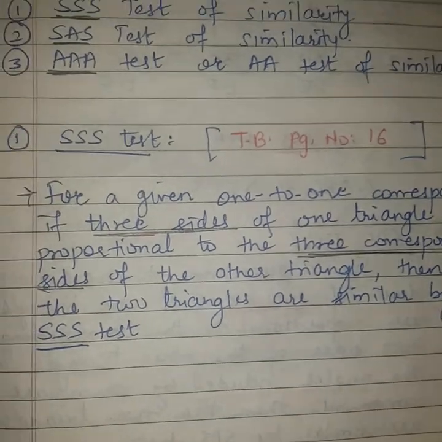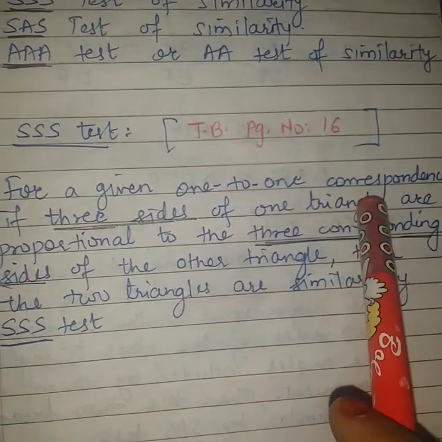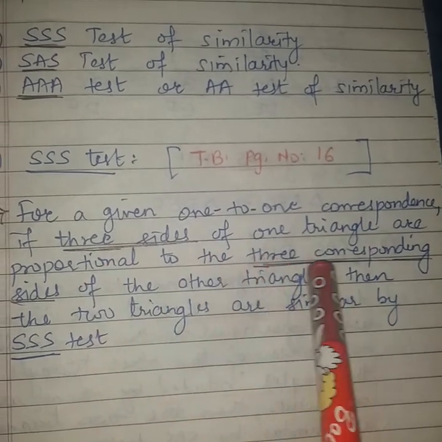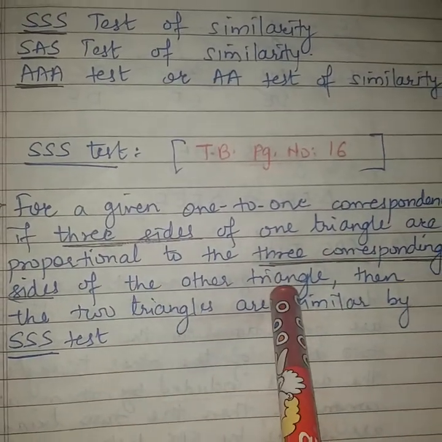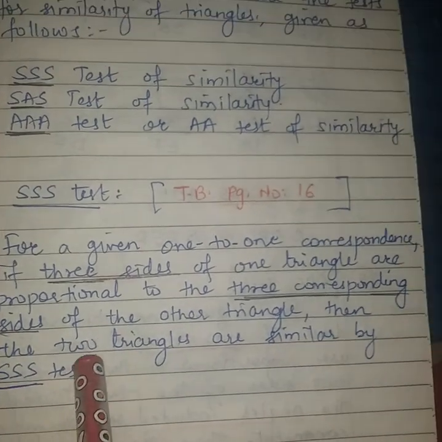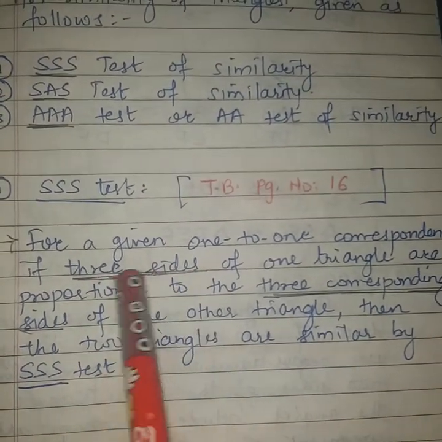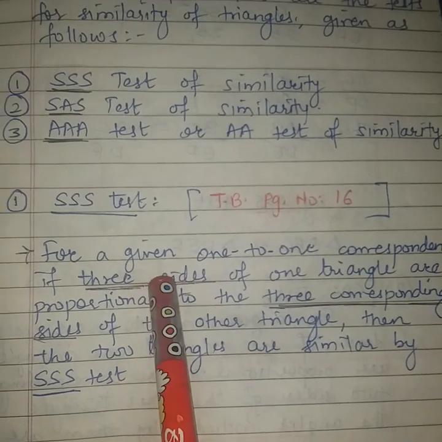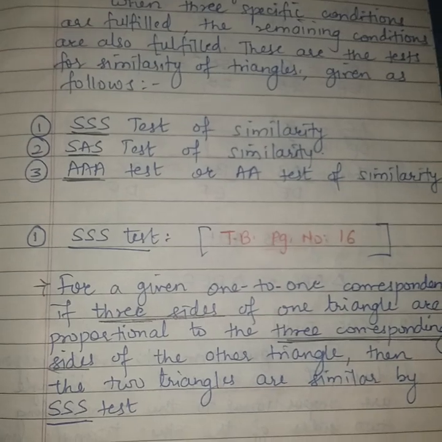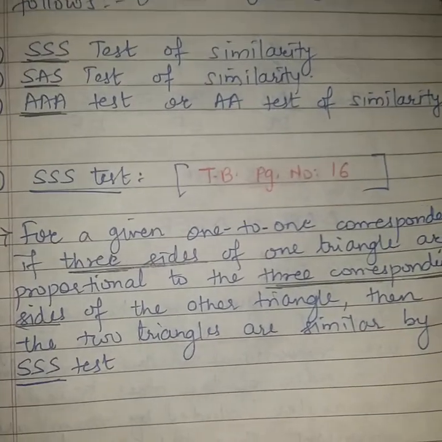It says that for a given correspondence, if three sides of one triangle are proportional to the three corresponding sides of the other triangle, then the two triangles are similar by the triple S test for similarity. I have highlighted the main point: the three sides of one triangle should be proportional to the corresponding three sides of the other triangle. Let us try to understand this test via diagram.